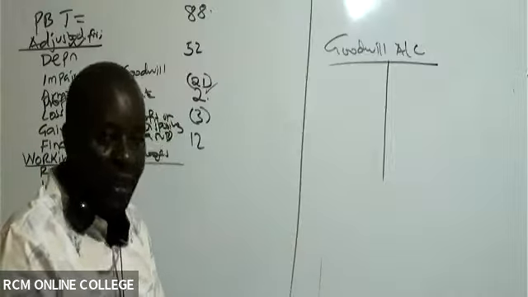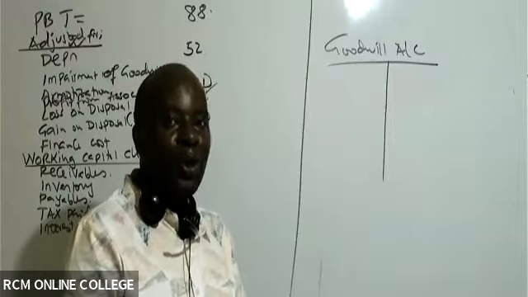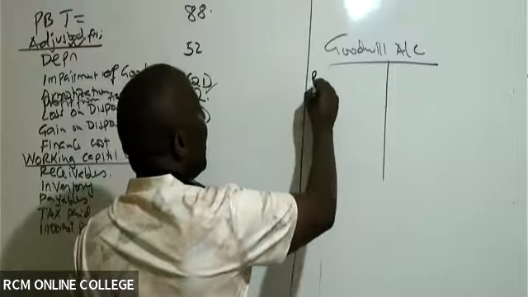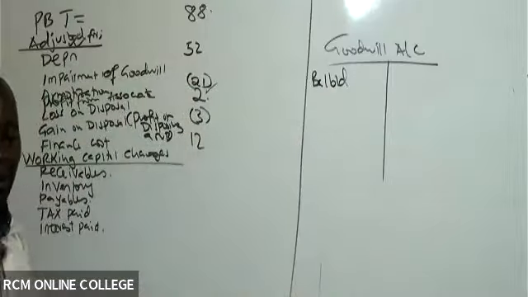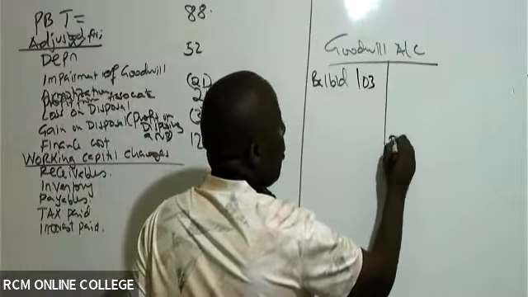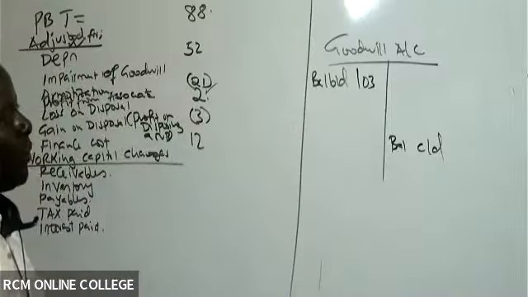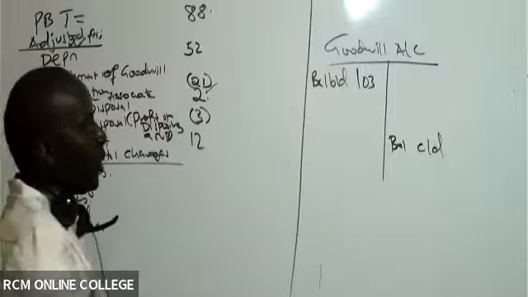Remember, 2021 is the initial year given, so 2021 shall be our balance brought down. So goodwill balance brought down. How much do we have there for goodwill? Balance brought down, I'm being given 103. This is balance brought down. How about balance carried down for 2022 now? So 103 versus what year? Versus 204.